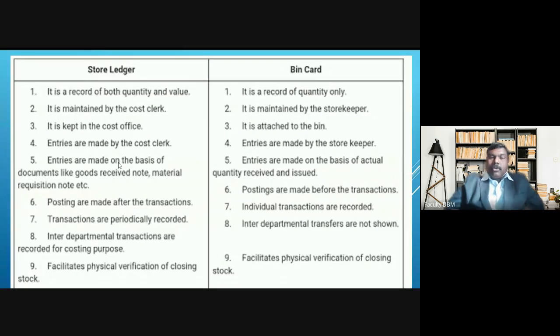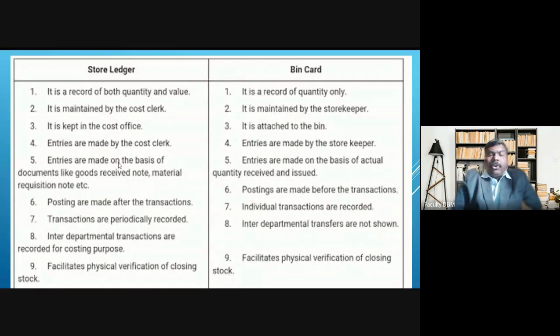and the main thing of the store's ledger is that entries are made by the cost clerk, and here entries are made by the storekeeper. Entries are made on the basis of documents like goods received note, material requisition, and invoice. They are going to see the cash bills and write. But here entries are made on the basis of actual quantity received and issued. They are going to manually check how many are there, then write on that.